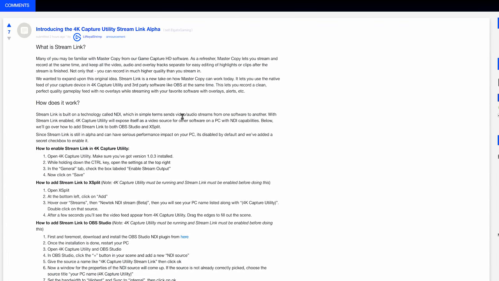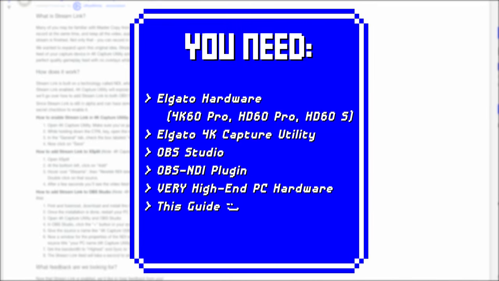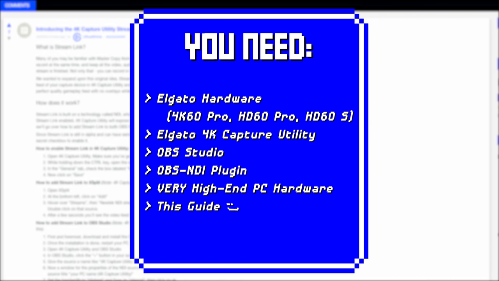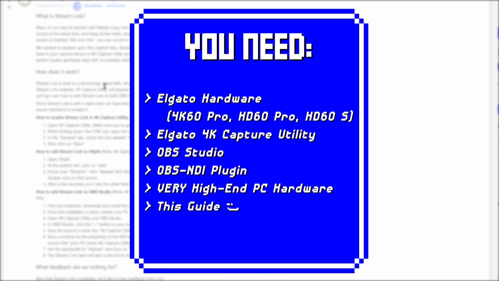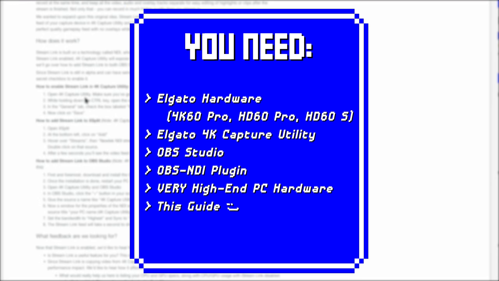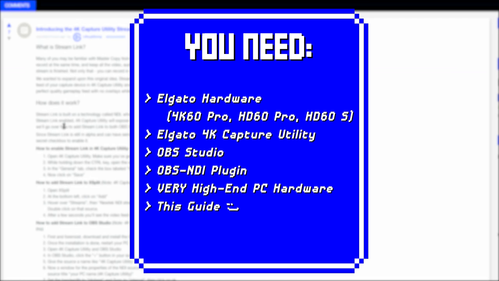So to set this up, you will need a few things. This will, of course, require Elgato's 4K 60 Pro capture card, or at least their 4K capture utility. In theory, you might be able to use that with their other capture cards. I hadn't actually thought about that prior to recording this, but I guess that's possible. You do need their 4K capture utility downloaded from their website.